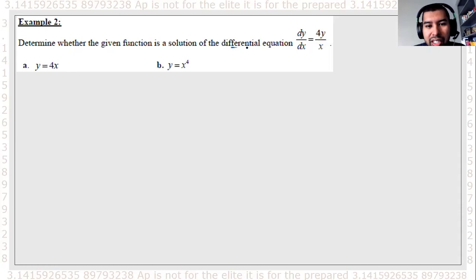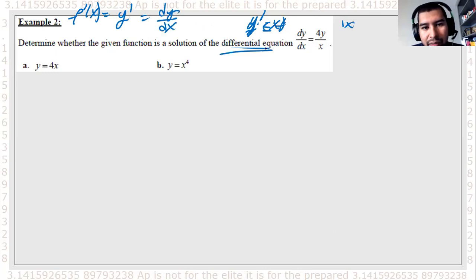So sometimes they'll already give you the differential equation, which hopefully we are familiar with. That is dy dx, the same thing as saying f prime of x, or y prime, or dy with respect to whatever variable you're using. So they already gave you that information here.